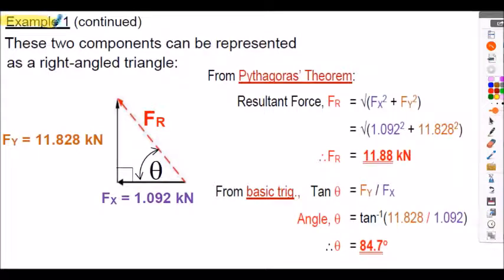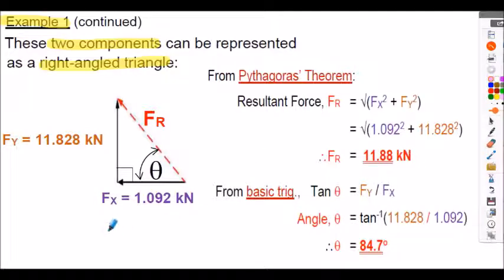Example 1 continued. What we're going to do now is to use the two force components and represent them as a right-angled triangle. This is the process we undertook in the previous presentation related to concurrent forces. So if you reviewed that presentation, then this process is exactly the same as we used previously. We're going to draw a right-angled triangle for our components of Fx and Fy.